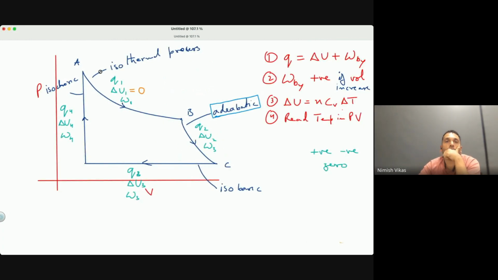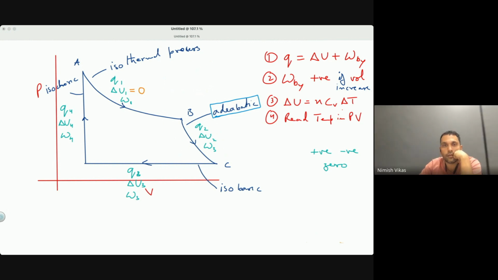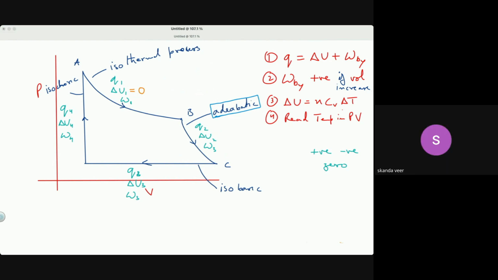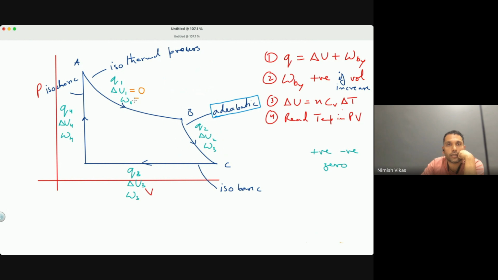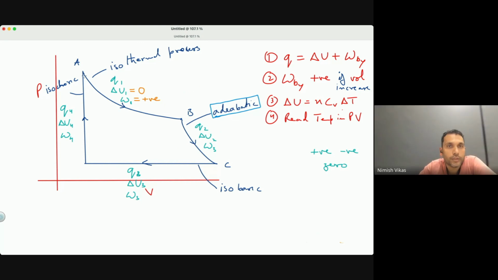Anybody out of the 11 left, anybody wants to pick one and say? Sir, work done between A and B is positive, and between B and C is positive. Only one. Okay, W1, work done between A and B is positive, he says. What's your reason? Volume is increasing between A and B. Yeah, volume is increasing, so work is positive, as simple as that.